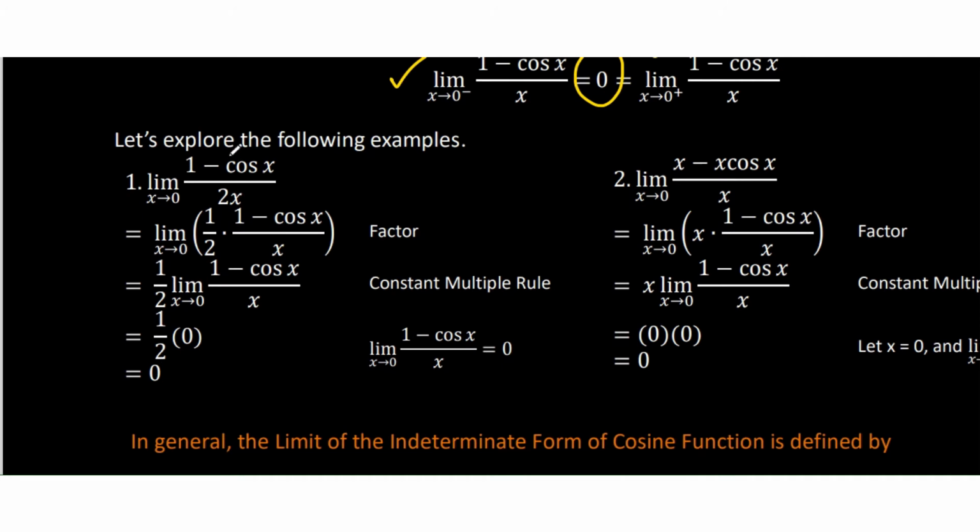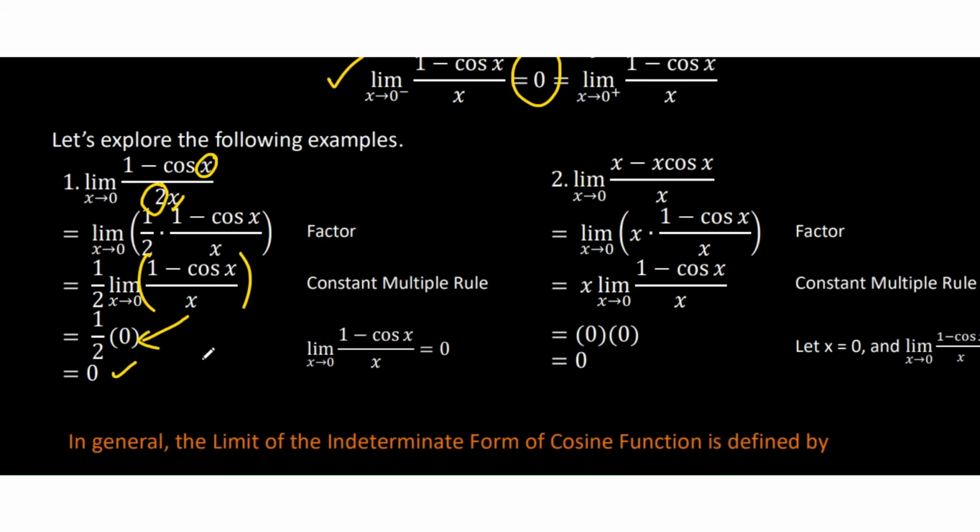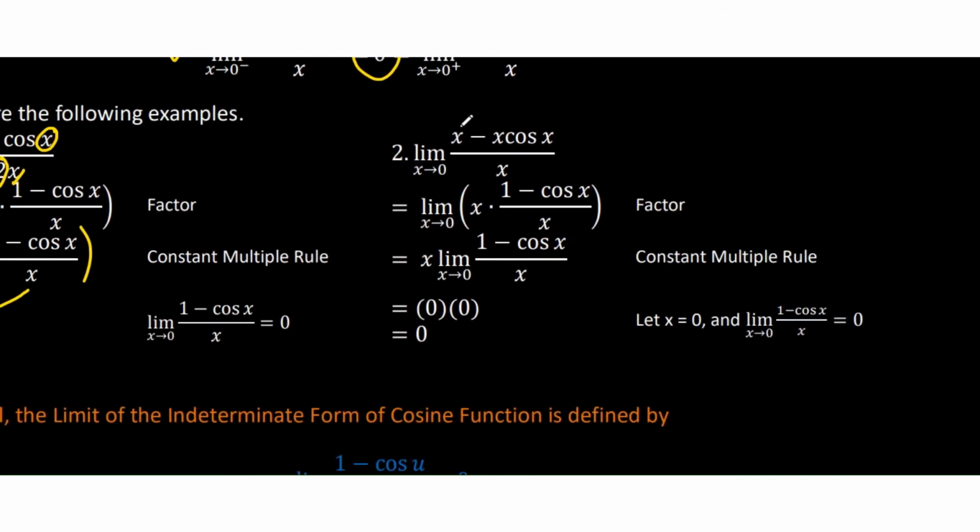So number 1, limit of 1 minus cosine x over 2x as x approaches 0. Okay, we need to separate 2 here kasi kung x ito, dapat x lang din ang maiwan dyan. So that we are ready for the substitution here. And again, that is all immediately equal to 0 and multiply 1/2 to 0. The answer is 0.